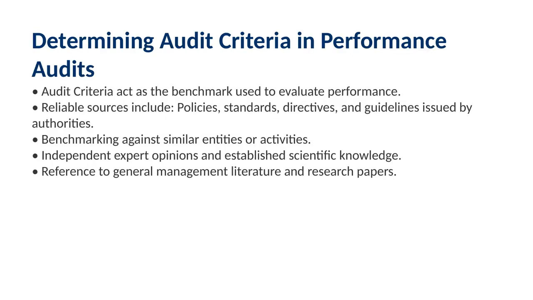First, when an auditor is determining the criteria, which is essentially the benchmark used to evaluate performance, they don't just guess. They rely on several reliable sources. These include the policies, standards, directives, and guidelines issued by the authority. They also look at the criteria used by the same entity or even other entities performing similar activities. In some complex cases, the auditor might seek independent expert opinions, leverage new or established scientific knowledge, or refer to general management literature and research papers to ensure the benchmark is robust.